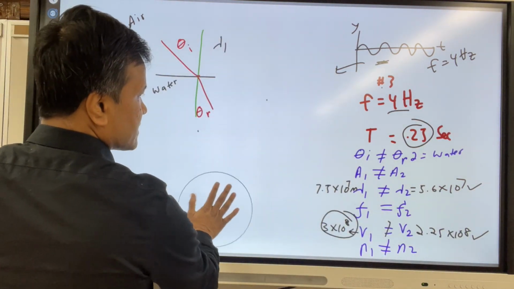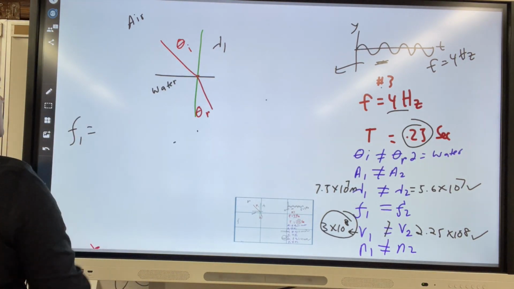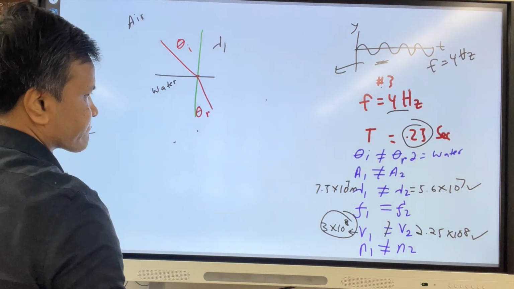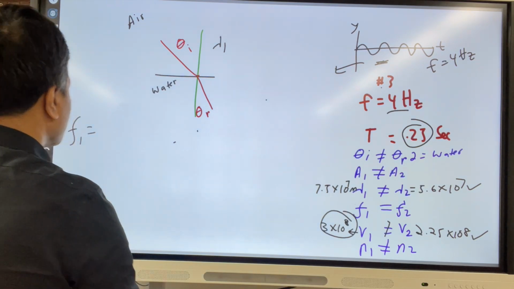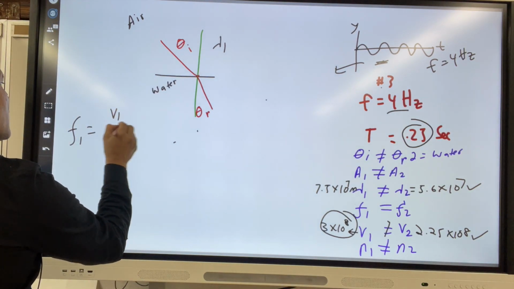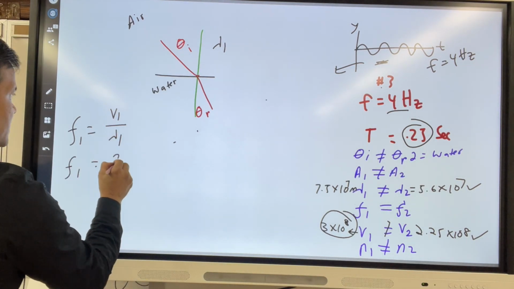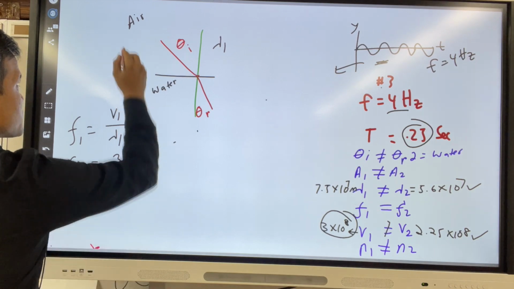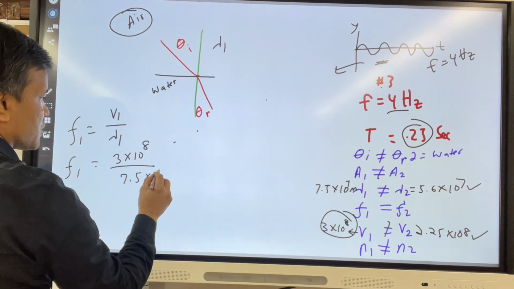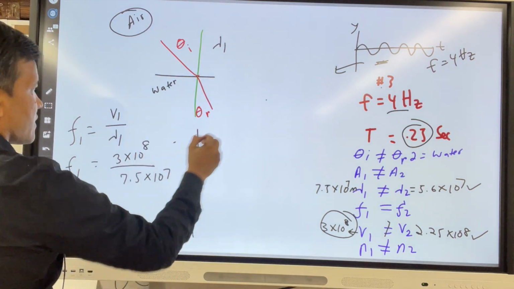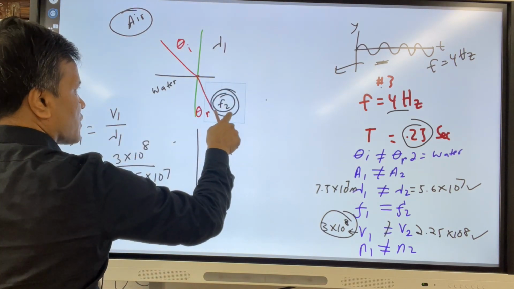Now we are going to find frequency. Frequency 1 is equal to velocity 1 over lambda 1. So frequency 1 is velocity 1, 3 times 10 raised to 8, because we are doing air, and lambda 1 is 7.5 times 10 raised to 7. And now we are going to do it for the water.